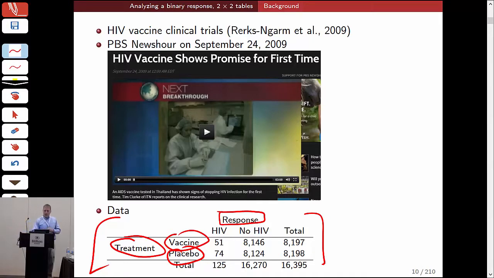So in total, for example, 8,197 people were given the vaccine, where after a few months, 51 of them still came down or became infected with HIV. So again, in this kind of setting, what we like to be able to do is compare the probability of getting an HIV infection for the vaccine group versus the placebo group. And we will be looking at that again shortly.